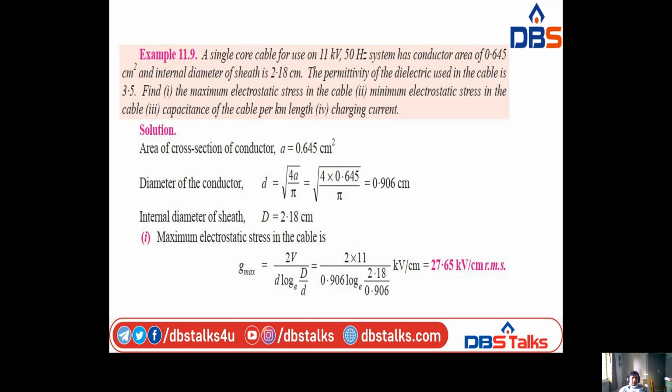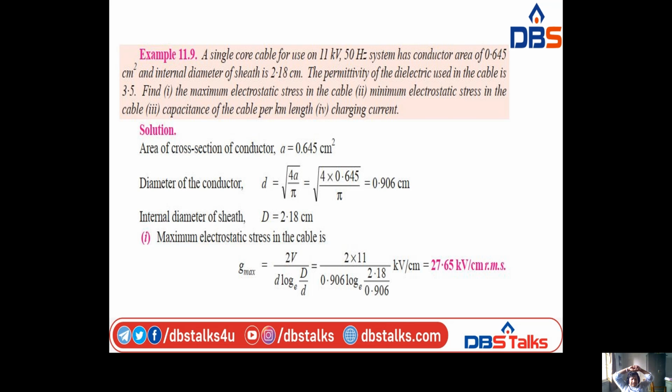A single core cable for use on an 11 kV 50 Hz system has a conductor area of 0.645 centimeter square and internal diameter of sheath is 2.18 centimeter. The permittivity of the dielectric used in the cable is 3.5. Now find: first, the maximum electric stress in the cable; second, the minimum electric stress in the cable; third, the capacitance of the cable per kilometer length; and fourth, the charging current.